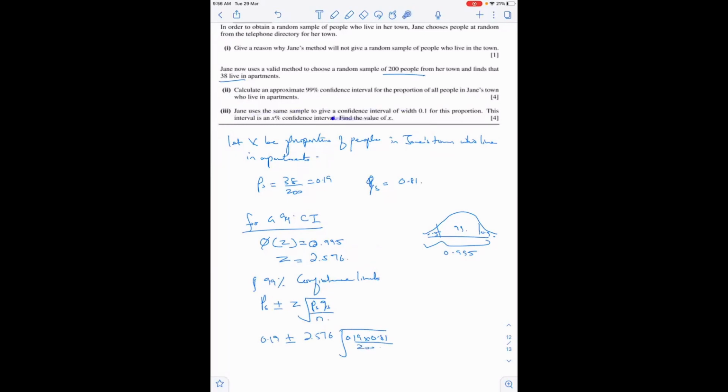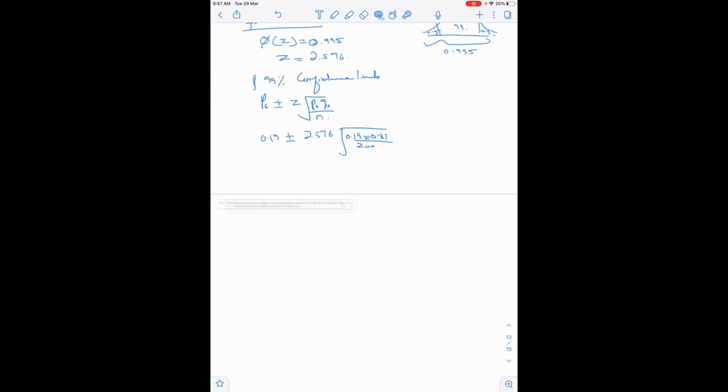The next part actually we have to do. Jane uses the same sample to give a confidence interval of width 0.1 for this proportion. This interval is an X% confidence interval. Find the value of X. Okay, so let's do this part. She uses the same sample, meaning the value of N will remain 200 only, to give a confidence interval of width 0.1.